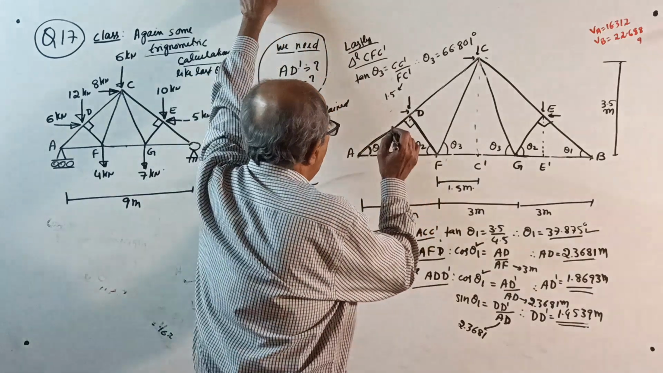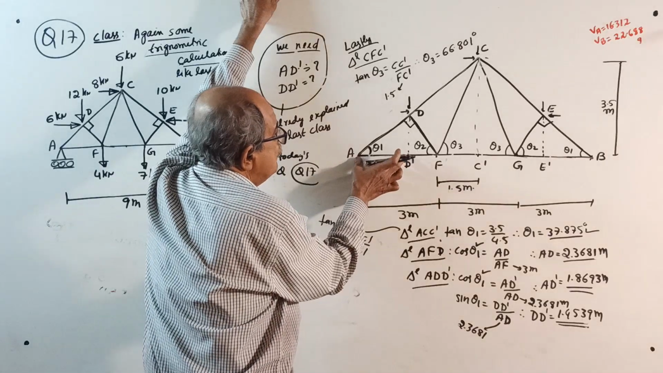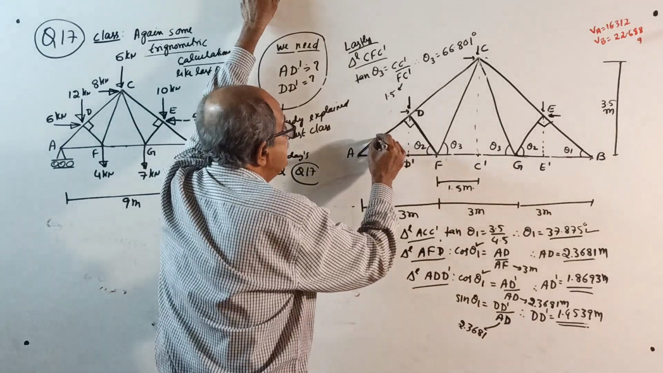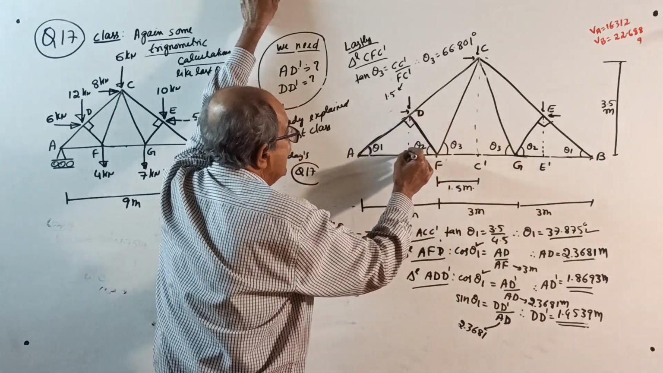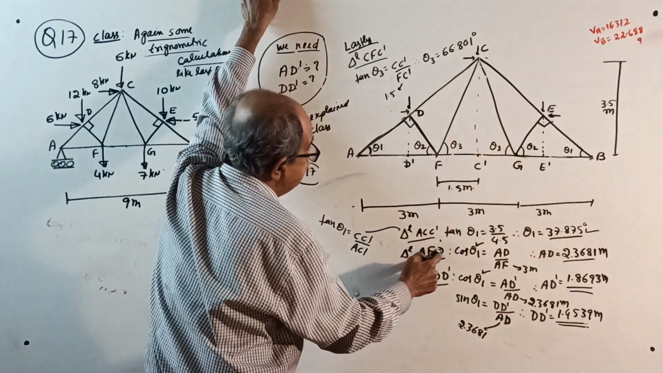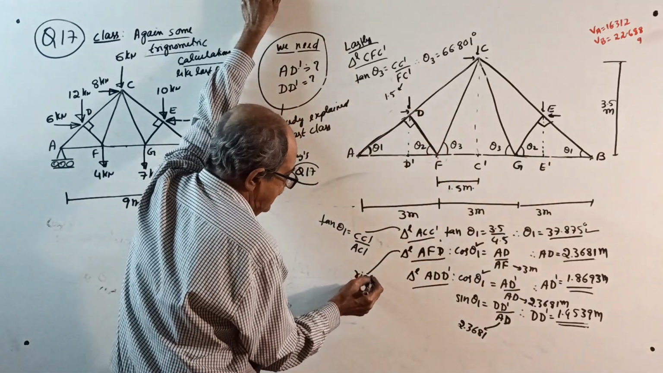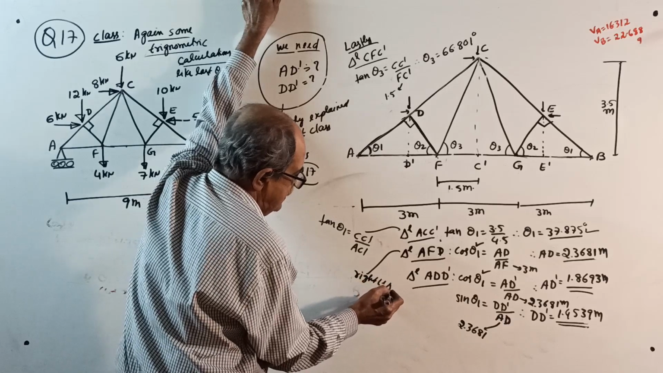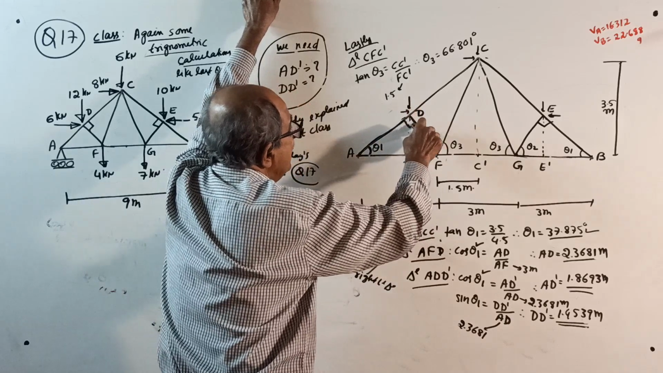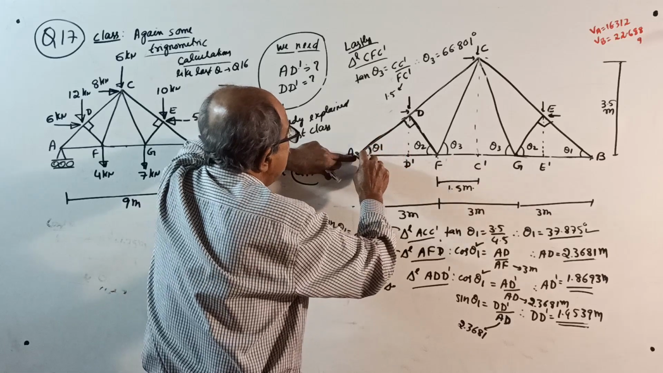Now, next. Once you get theta 1, you have to find this distance. Theta 1 is known, but this distance is still not known. Now consider this triangle, AFD. It is also a right angle triangle. Why? Because they told us 90 degrees here. So you already got theta 1. I want A to D.